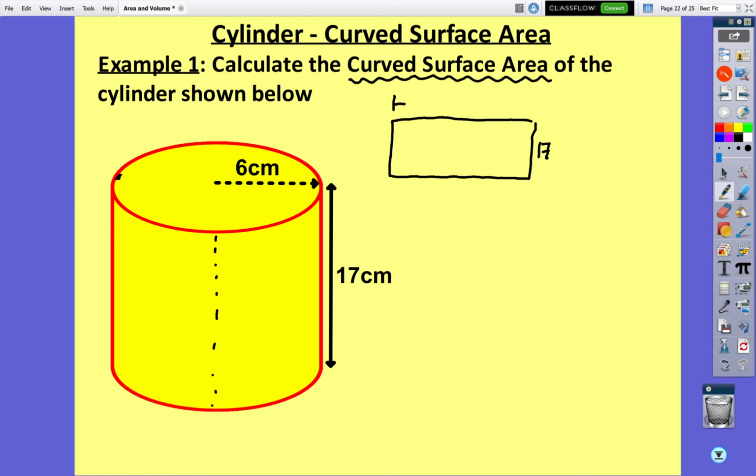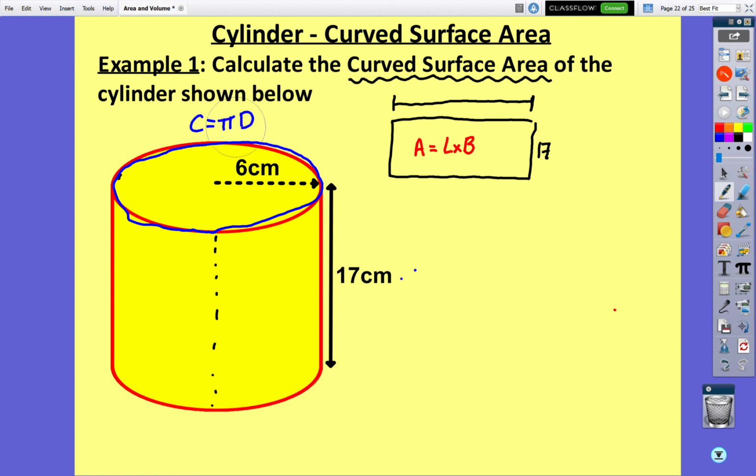This length here is the important bit when it comes to curved surface area. This is kind of combining circles and rectangles, and you'll see why. This is a rectangle. We know the area of a rectangle is L times B. That length there is the distance around the top unfolded. And that distance around the top, we said before, in circle terms, is the circumference. And we know, if you check back, circumference is pi d.